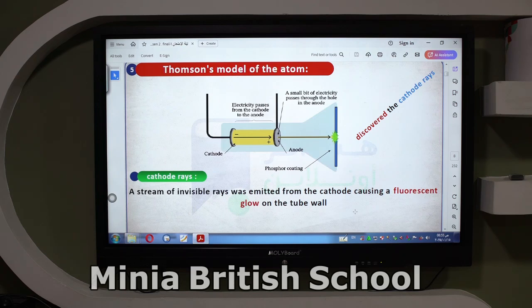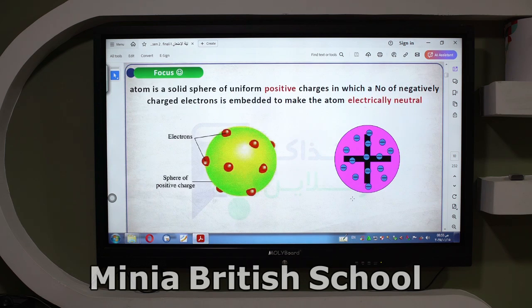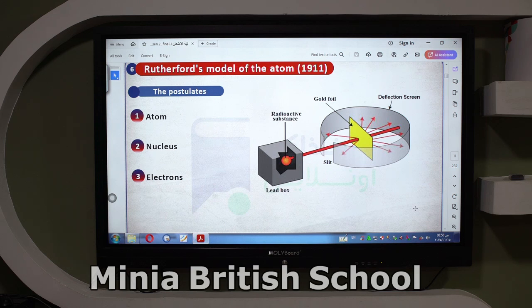Number 5, Thomson's model. He gave the first scientific model of the atom. He gave information about the cathode ray: a stream of invisible rays emitted from the cathode that causes a fluorescent glow on the tube wall. He imagined the atom as a solid sphere consisting of many small particles of electrons.